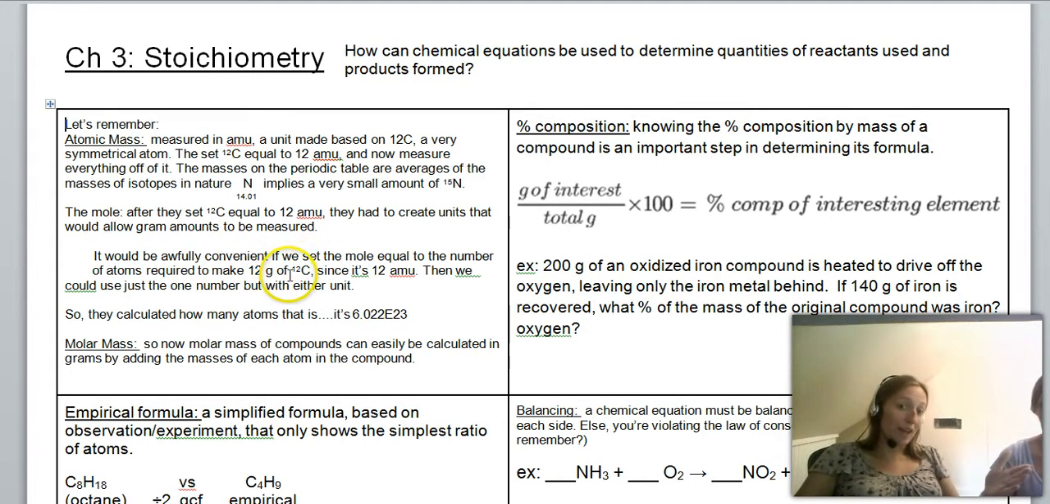They said, okay, so how many atoms do you need to make 12 grams of carbon-12? That's 6.022 times 10 to the 23rd. Bam, there's your mole. So all of that stuff is based off of carbon-12, so carbon-12 is fancy and special.